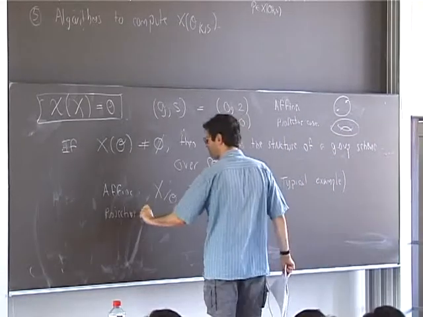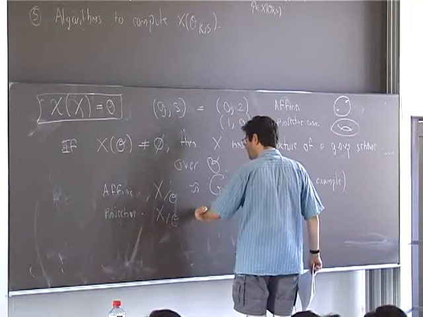In the projective case, X over O will look like an elliptic curve.